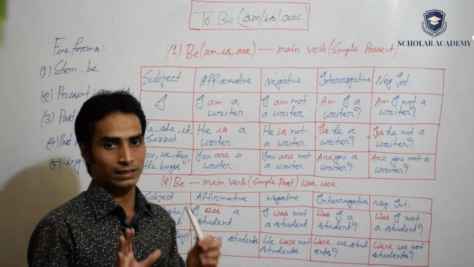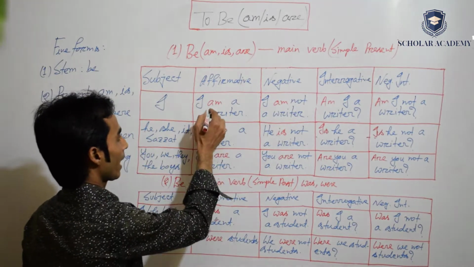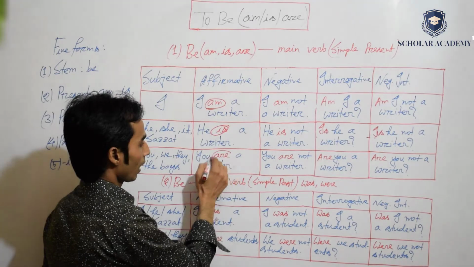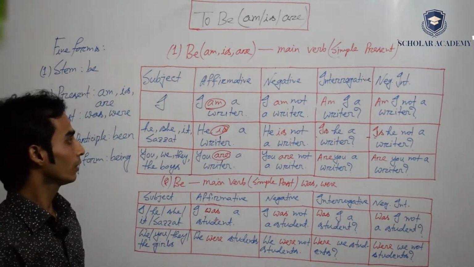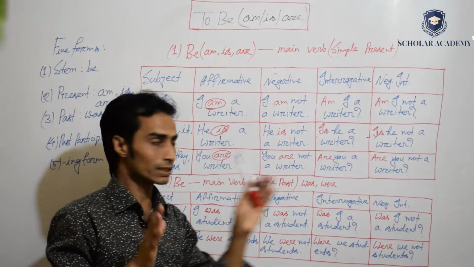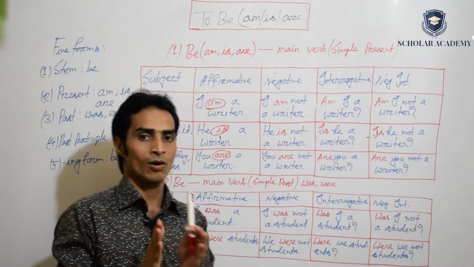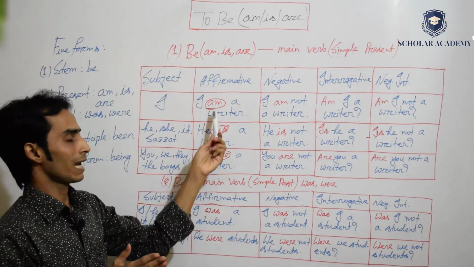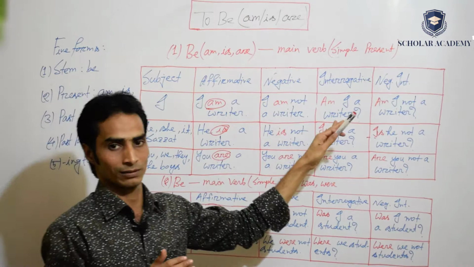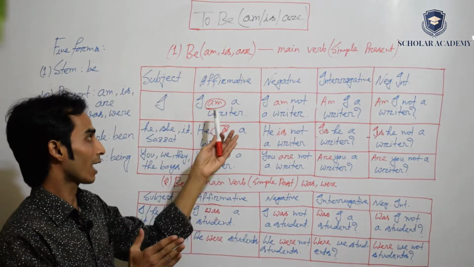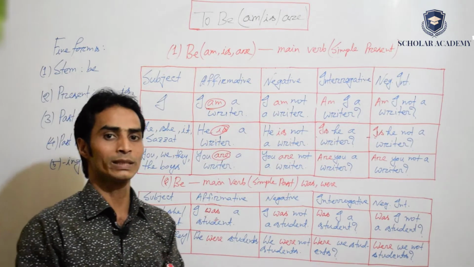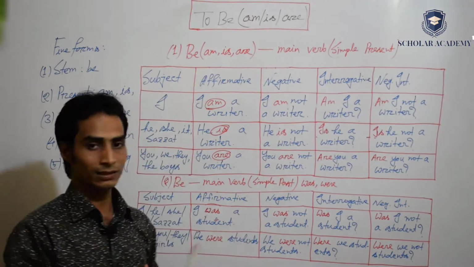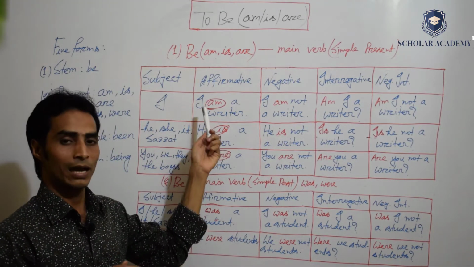In all these sentences, the main verb is am, is, are. Why? Do you know? Because in all these sentences, the only verb is am, is, are. There is no other verb. Okay, if there is no other verb except to be in a sentence, then am, is, are will be the main verb.